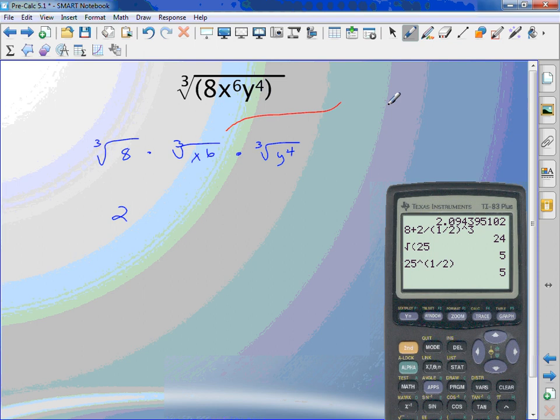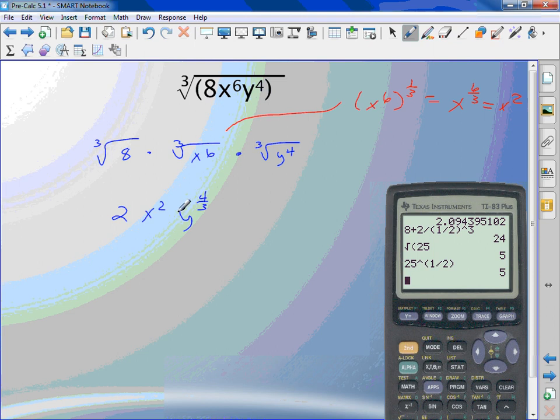All right, I'm going to bring this over here, just so you see. Another way I can write this is x to the 6th to the 1/3 power. When you have an exponent to an exponent, you multiply. So it's x to the 6/3, which is x squared. What did I really do? I divided. 6 divided by 3. So what am I going to do with the y? 4 divided by 3, which is 4/3. That is my answer. 2x squared, y to the 4/3.